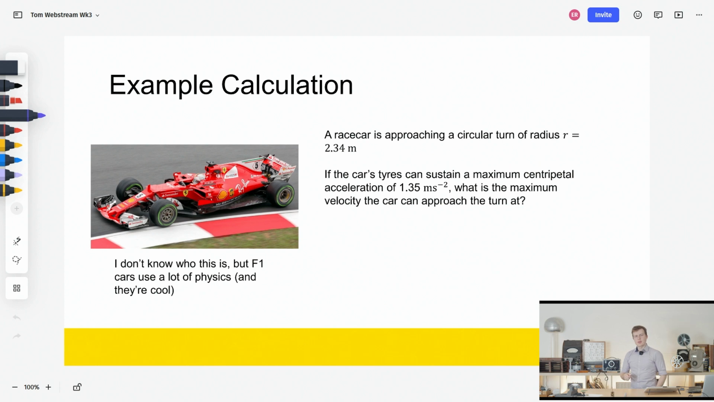So let's use that formula. Do you remember it? I hope so. A equals v squared over r. Now you're going to have to use that so often that it's going to essentially be tattooed on your brain.